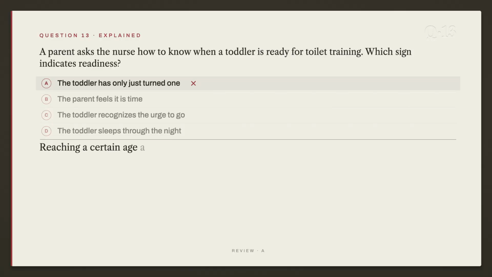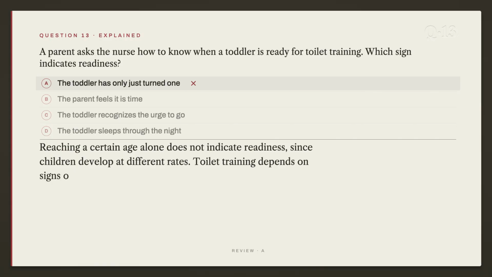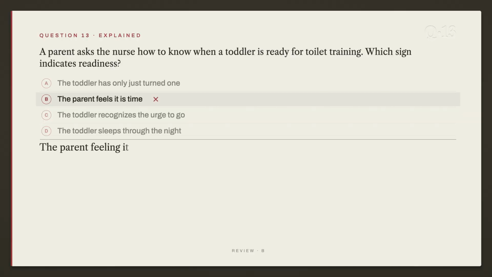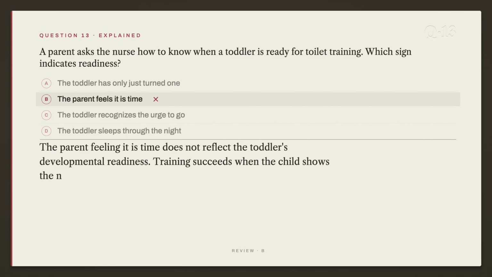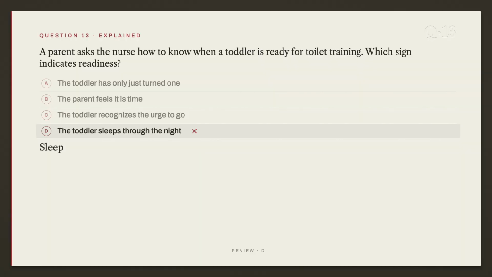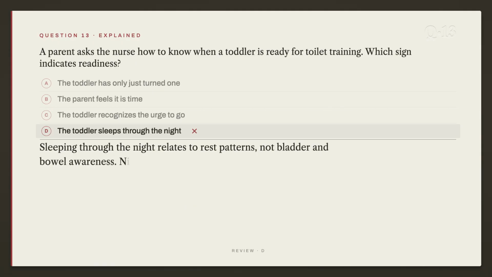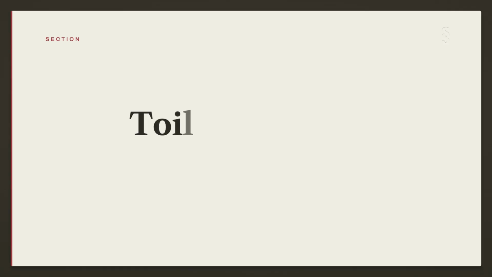A is wrong because reaching a certain age alone does not indicate readiness, since children develop at different rates. Toilet training depends on signs of readiness, not on the birthday itself. B is wrong because the parent feeling it is time does not reflect the toddler's developmental readiness. Training succeeds when the child shows the needed signs, not when the parent decides on a schedule. D is wrong because sleeping through the night relates to rest patterns, not bladder and bowel awareness. Nighttime dryness develops last, so it is not the sign that training can begin.